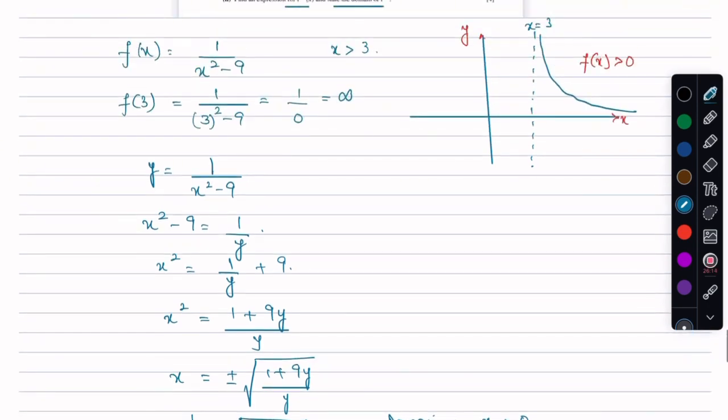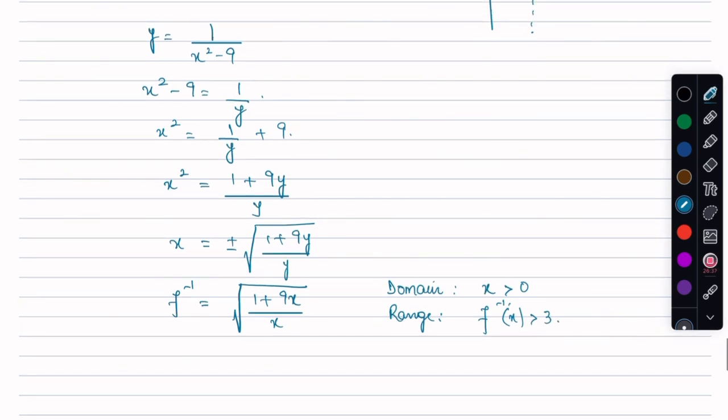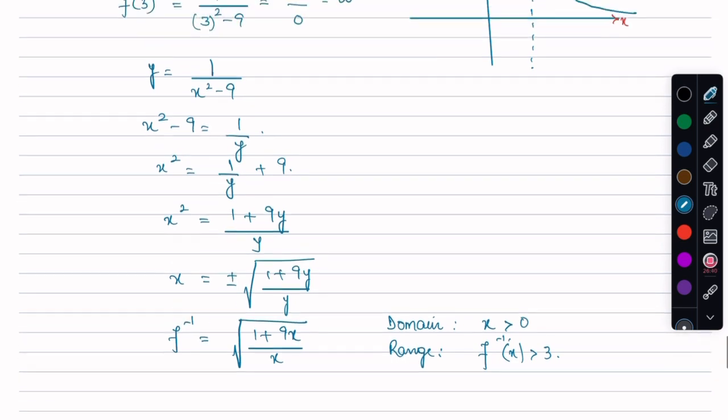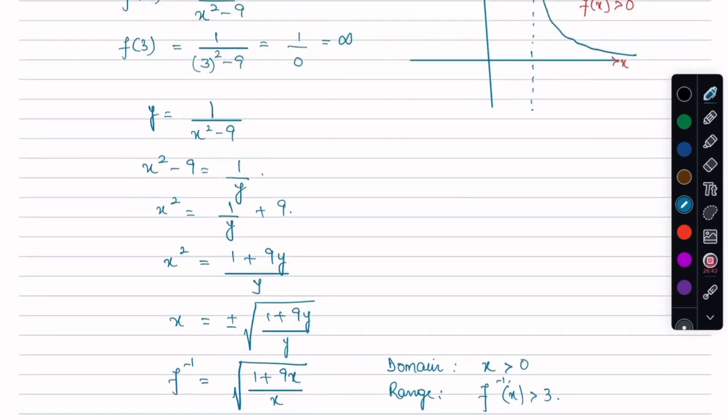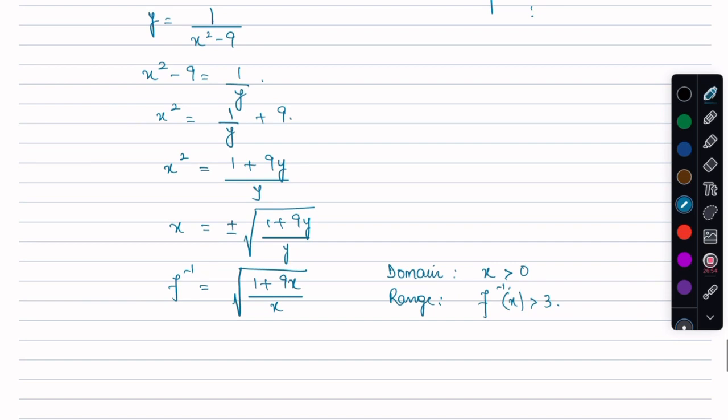shall be, if the domain of the function was for x greater than 3, then the range shall be for f inverse of x to be greater than 3 here. So this is how it becomes easy to identify all the values. We have taken the positive value because I can see that if I reflect it in the line y equals x, then the function will be on the positive side of the x-axis. Therefore, f inverse equals the square root of (1 plus 9x) divided by x here.